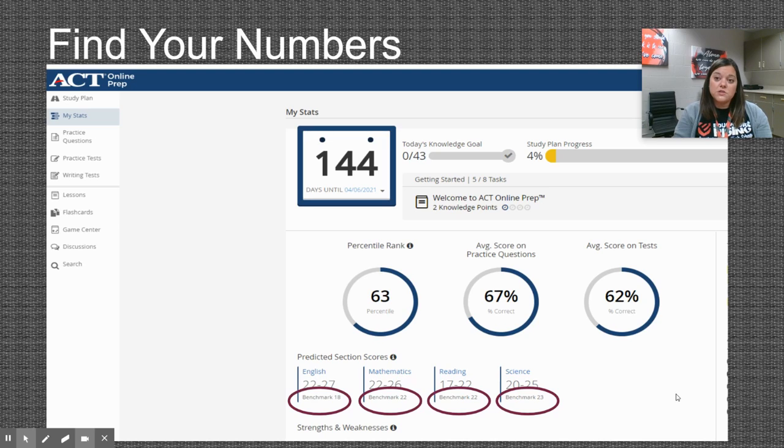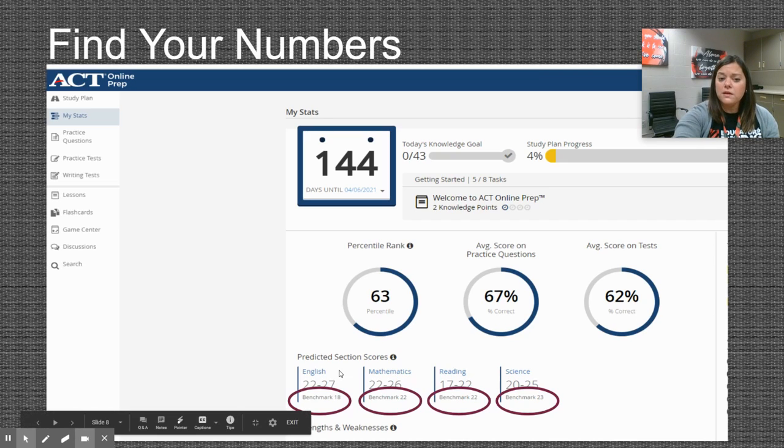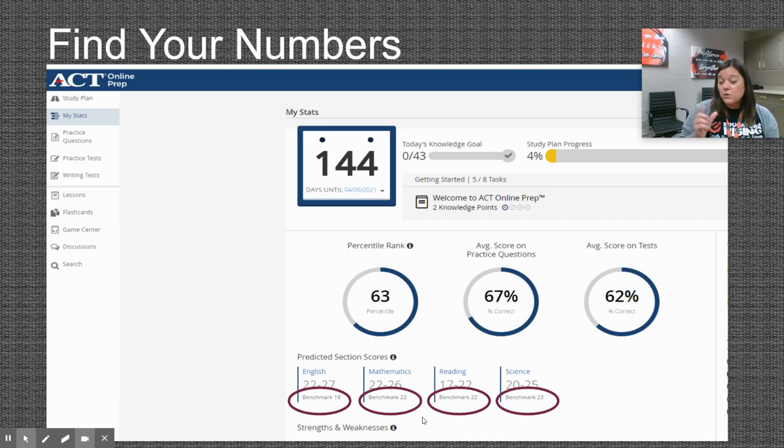But the ACT is used to determine whether or not you're going to be able to be successful in college classes. If you take a look right below the range scores, you're going to see a number next to the word benchmark. These are college and career readiness benchmarks. What that means is that the ACT has determined that if you get this score in each of those individual sections, you are likely going to be successful in a correlating class at the college level.